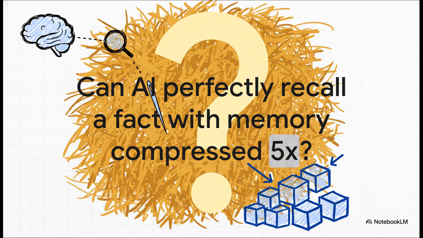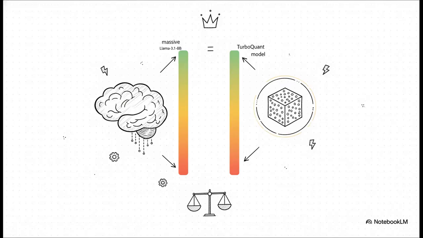We bury one specific sentence inside up to 104,000 words of text, compress the AI's KV cache down to just 25% of its original size, and see if the AI can still find that single hidden needle. This visual is an absolute mic drop. Notice the recall accuracy across these different document depths and context lengths.